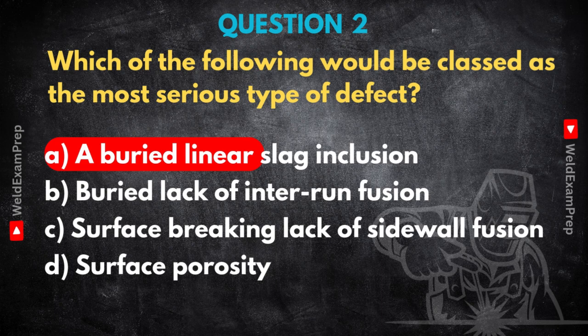Surface breaking lack of sidewall fusion. Okay. This really hits on defect severity, doesn't it? Why is that one so much worse than the others? What makes it stand out as critical? It really highlights a key principle. A surface breaking defect, like lack of sidewall fusion, is bad because it's not just a gap. It's a gap that's open to the outside world, to the atmosphere.